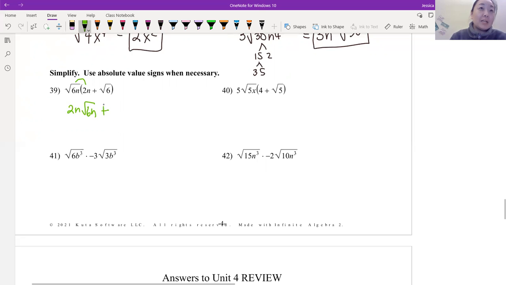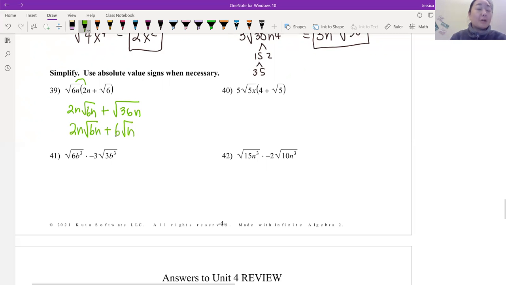That's it. Plus, now the square root of 6 times 6, which is 36, and n. All I'm going to do now is simplify, because I know what the square root of 36 is. It's 6. The one on the left is already simplified down. There's nothing else we can pull out.